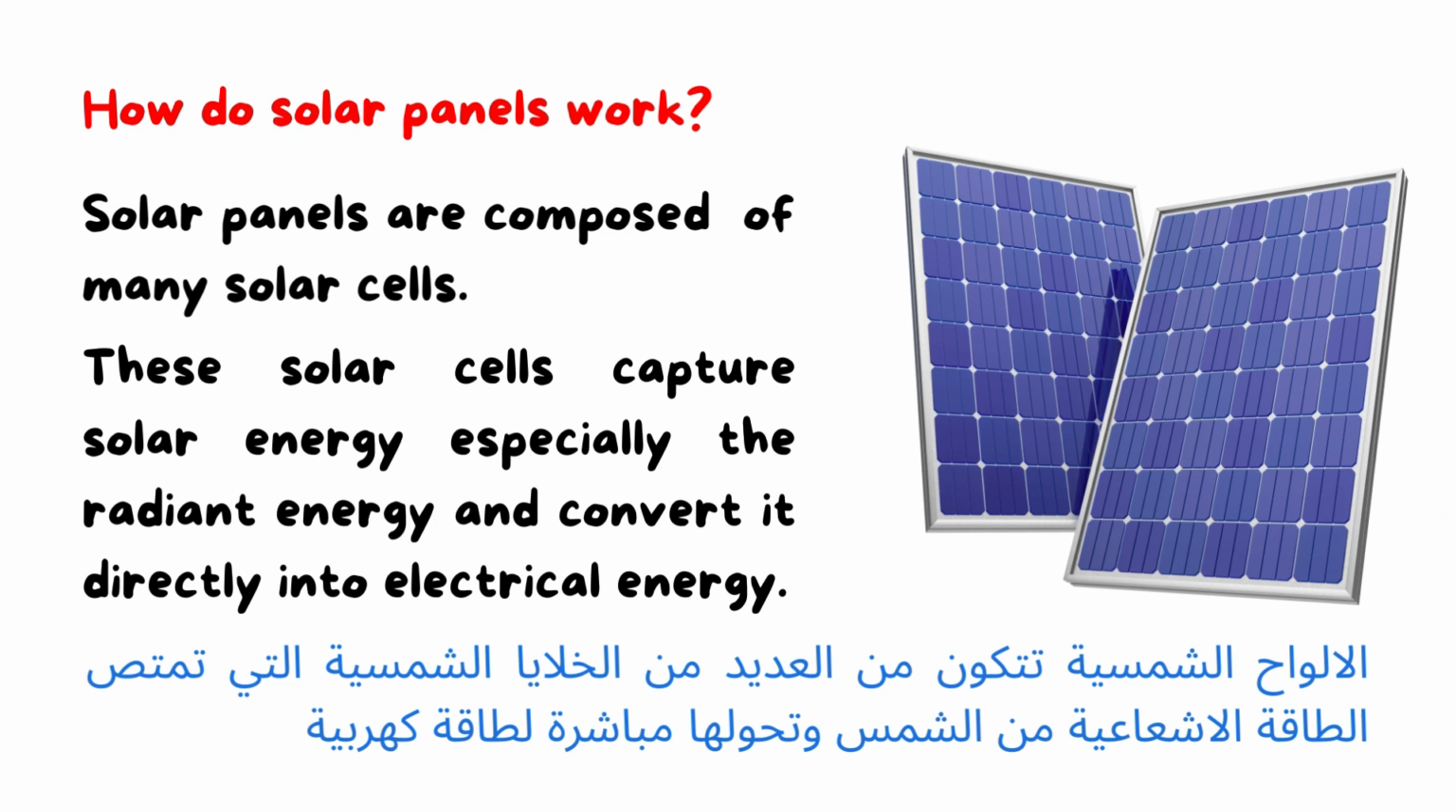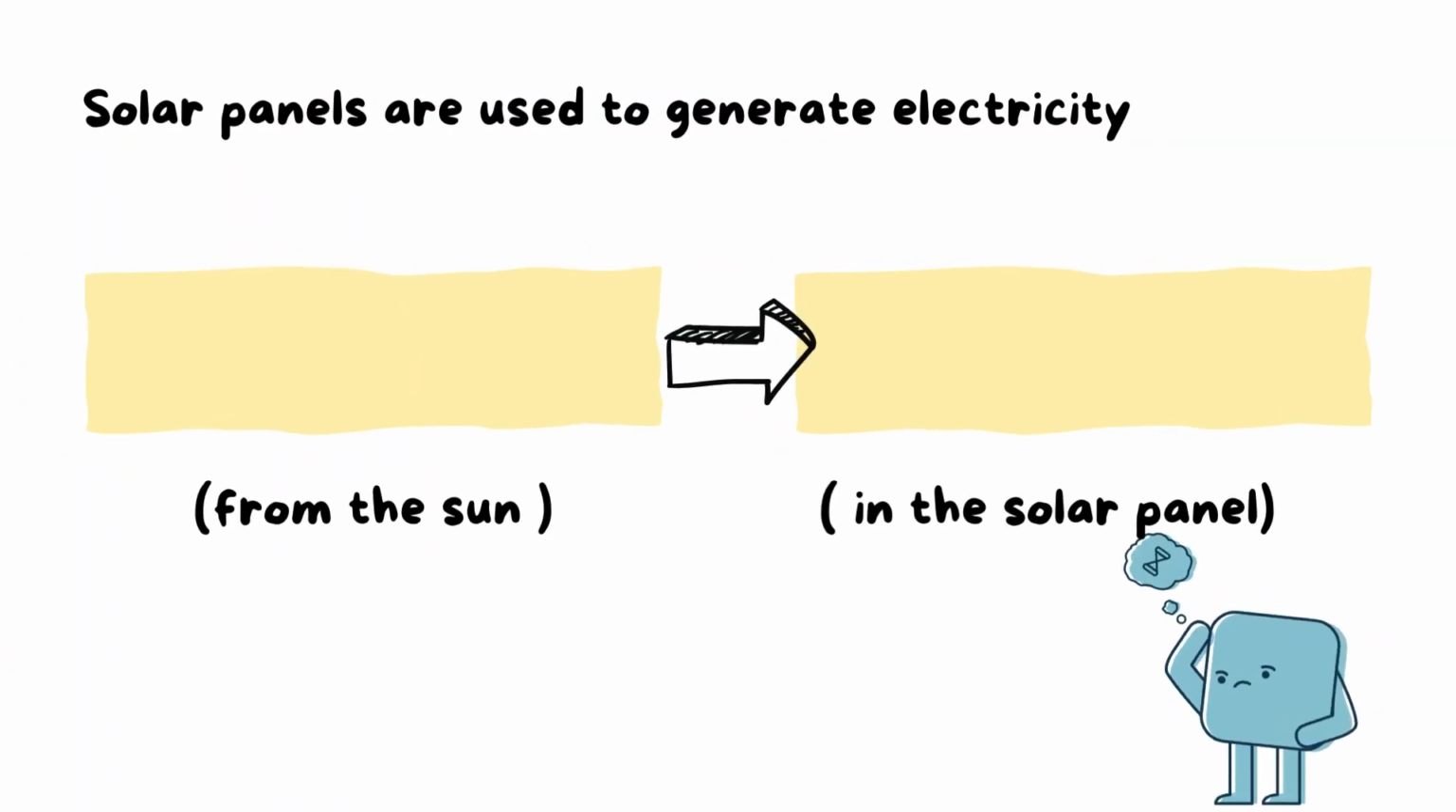So is this point clear? Here we have a question. Solar panels are used to generate electricity. We want the energy conversion. Conversion means what? The energy converts from this to that, okay? We have energy that is from the sun, and it is converted into a type of energy that is in the solar panel. So what is the answer?